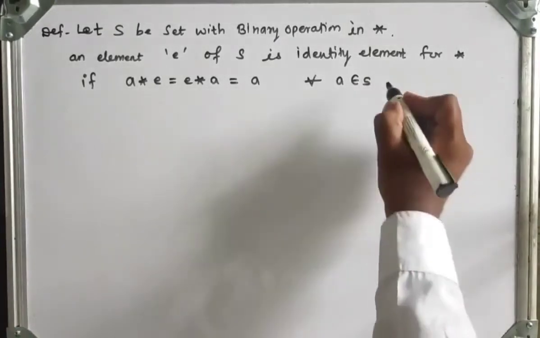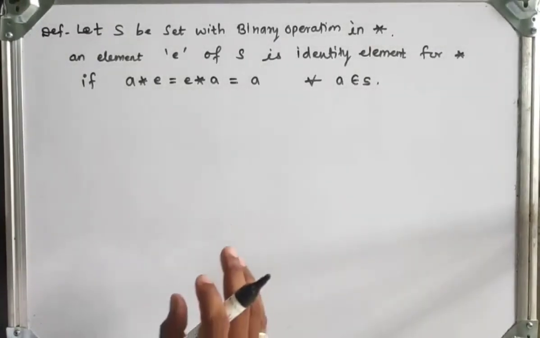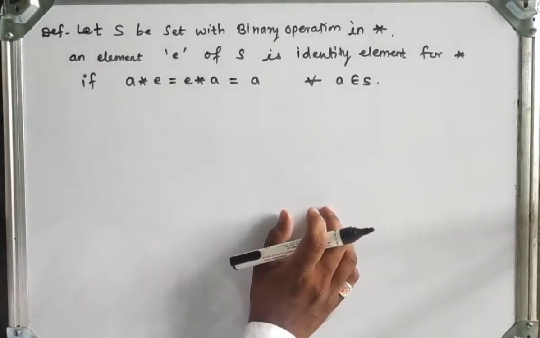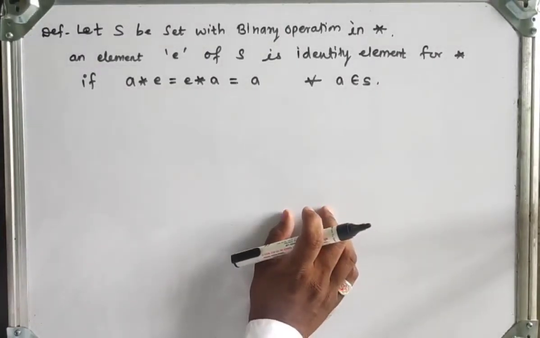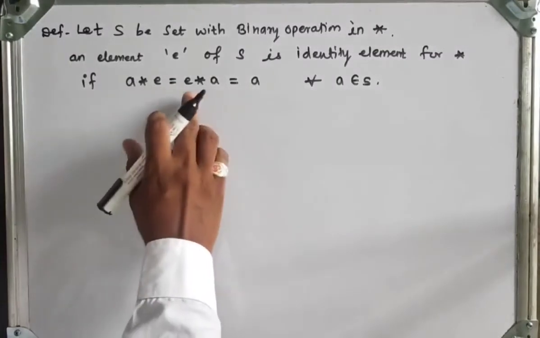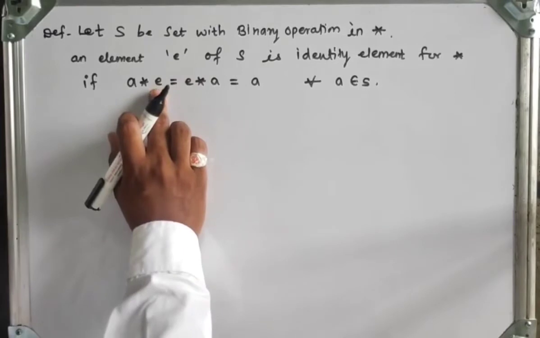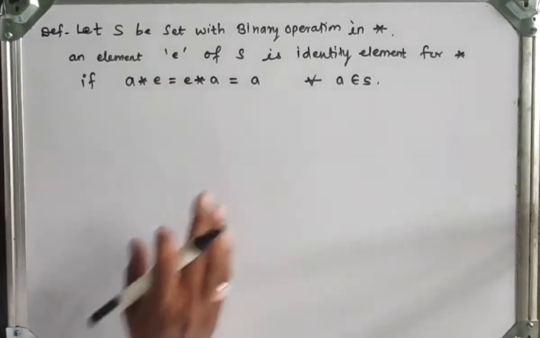S. Means what? We say that let S be a set with binary operation star. An element E of set S is said to be identity element for star if A star E is equal to E star A is equal to A. Then we say that E is identity element of set S.